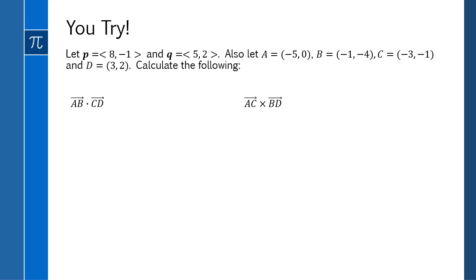So when you are finding out the standard form or the component form of, say, vector AB, you're going to be doing B minus A, -1 minus -5, and -4 minus 0. So the first step would be to convert all 4 of these vectors, A to B, C to D, A to C, and B to D, convert those all into standard form, and then you can calculate your dot or your cross product. So go ahead and pause the video here, see if you can figure those out, and then hit play to see my work.